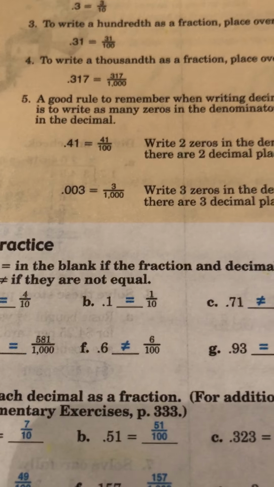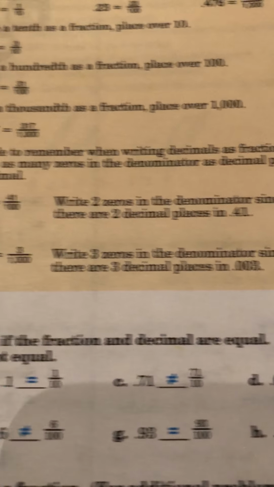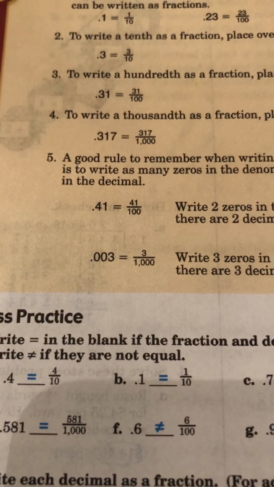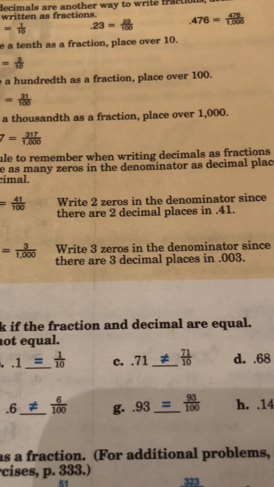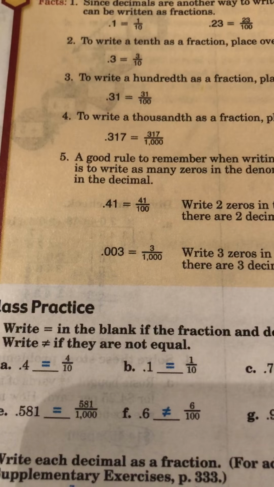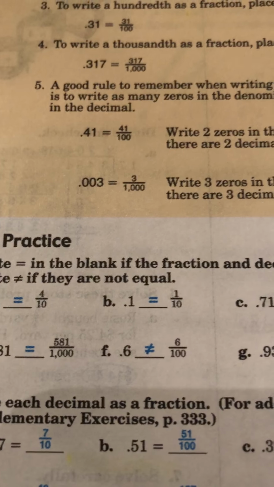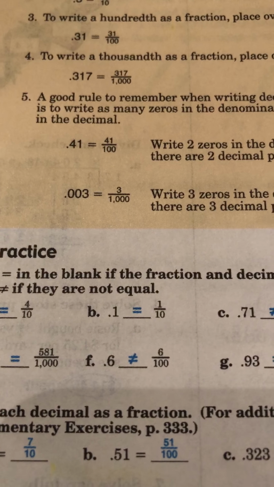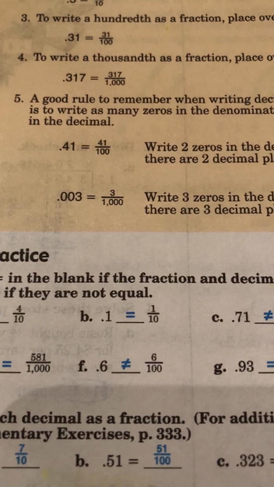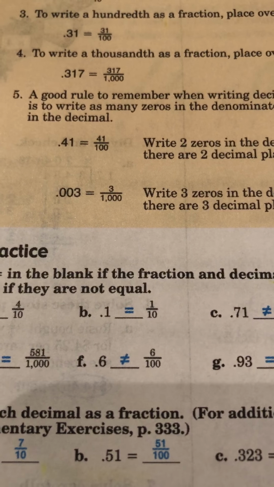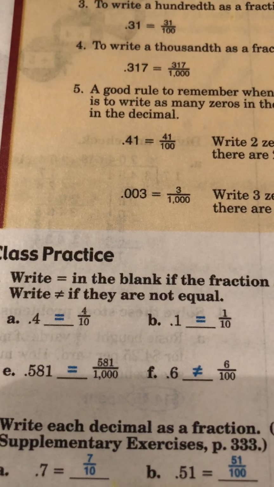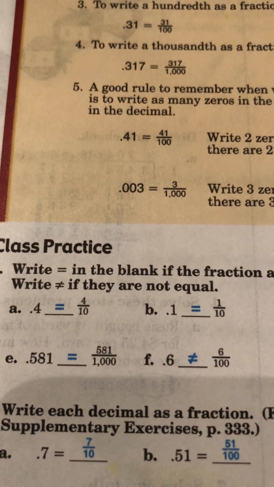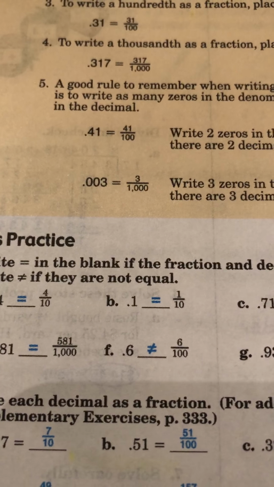A good rule to remember when writing decimals as fractions is to write as many zeros in the denominator as decimal places in the decimal. So 0.6 is not equal to 6 over 100, that should be 6 over 10. Okay? That goes back to looking like that one. See that 0.4, 4 over 10? It should be 6 over 10.